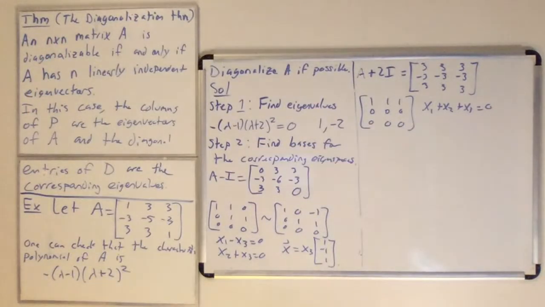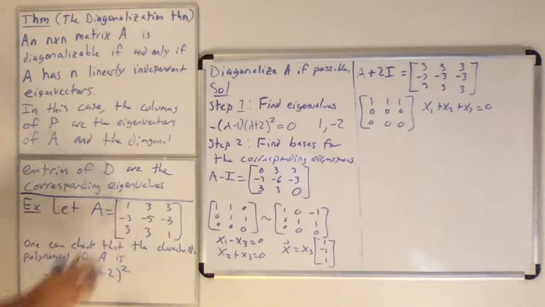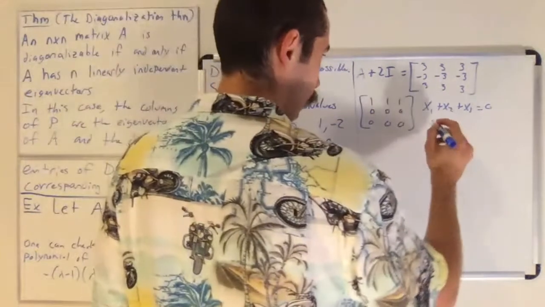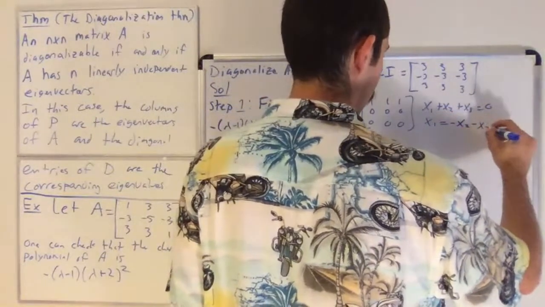How do we know how many eigenvectors we need? It's from here. We need n. n is the number of rows and columns of our matrix. So in this case, we have a 3 by 3 matrix, so we're going to need 3. So this is x1 is equal to negative x2 minus x3.